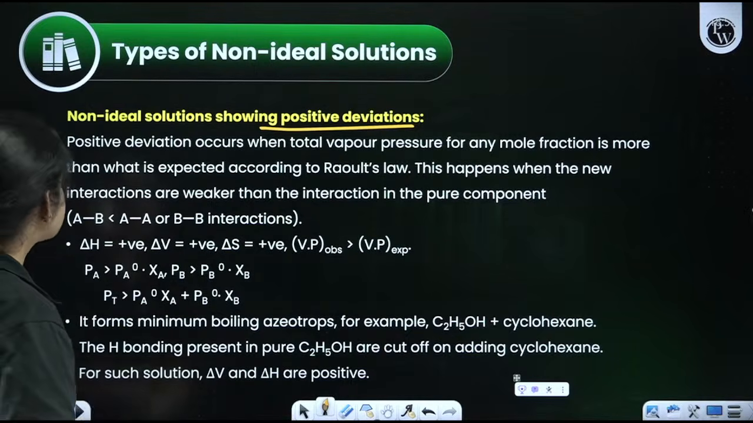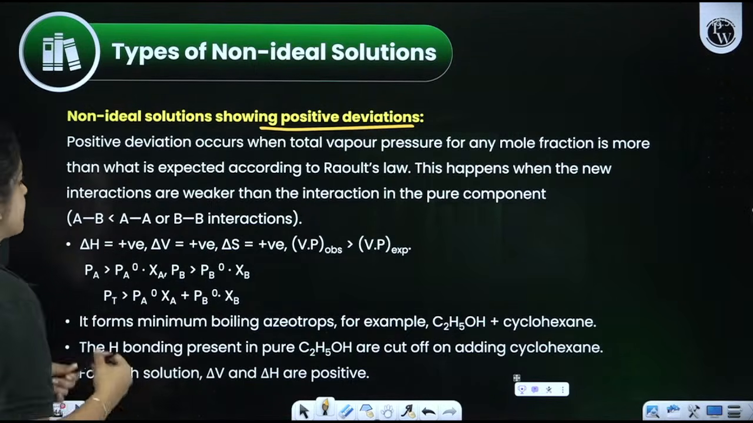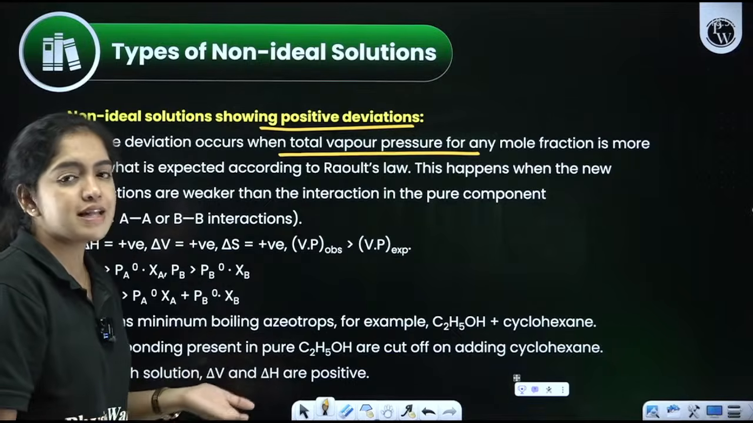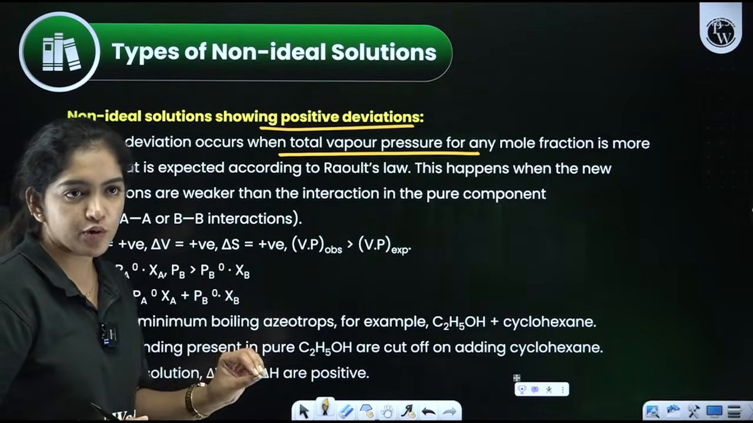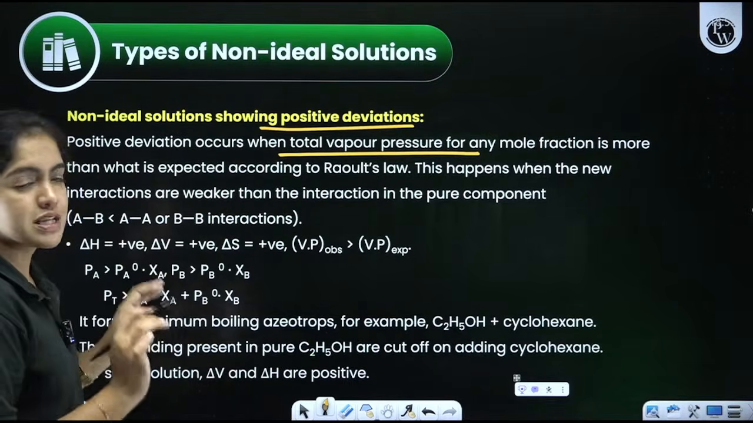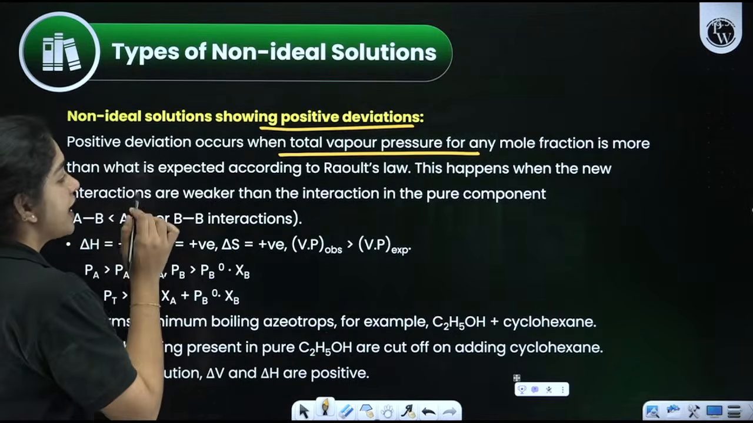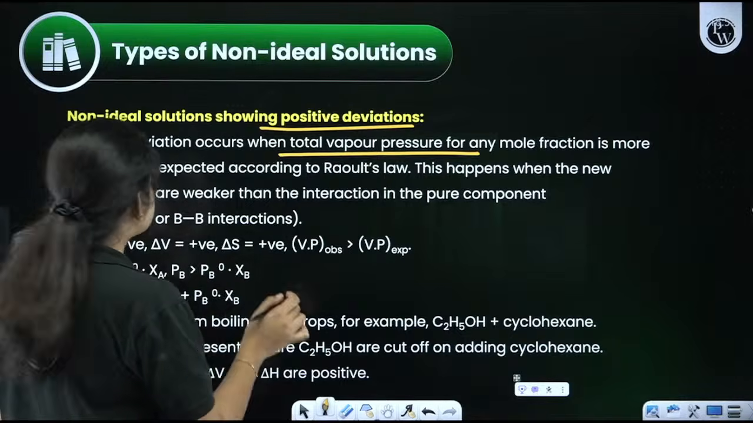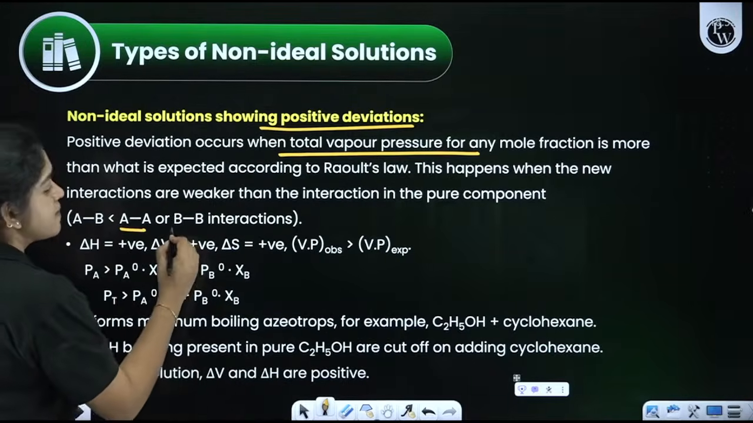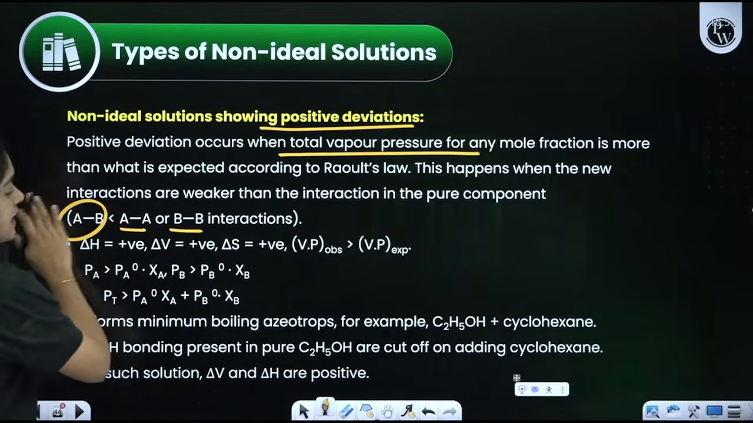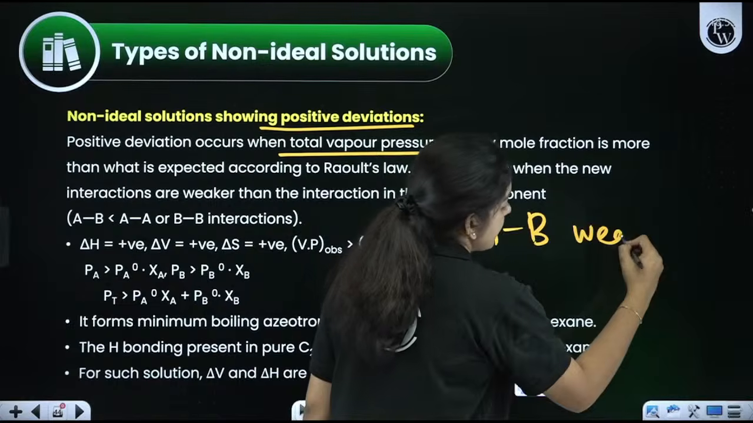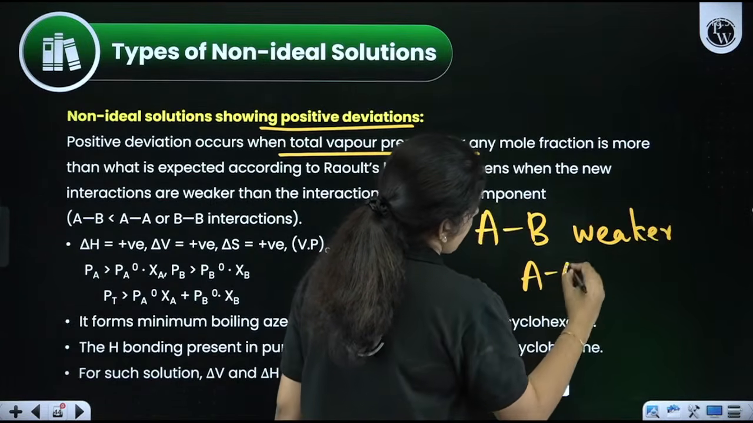Okay, so we can discuss the positive deviation. Positive deviation means the total vapor pressure is more than the expected value. There will be an expected value. When the vapor pressure is more than that, the solution is known as showing positive deviation from Raoult's law. This happens when the new interactions are weaker than the interactions in the pure components. That means AB interaction will be less than AA or BB. Note that solute-solvent interactions are weaker here than AA and BB interactions.